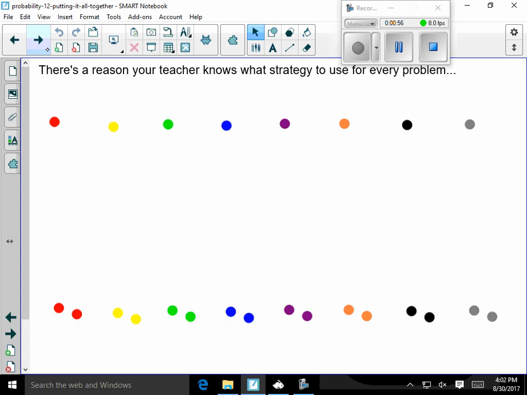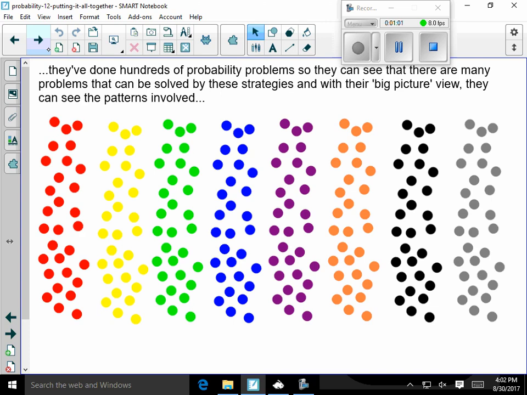But there's a reason why your teacher knows what strategy to use for every problem, and that's because they've done hundreds of probability problems, so they can actually see the patterns, right? They can see that there's a whole class of problems that use one strategy and a whole class of problems that use another strategy and so on. And so with their big picture view, they can kind of see the patterns that are involved, right?